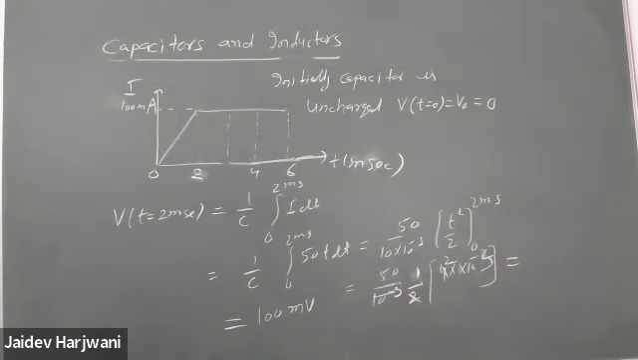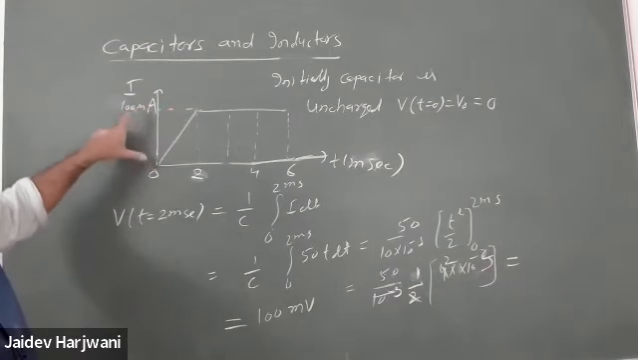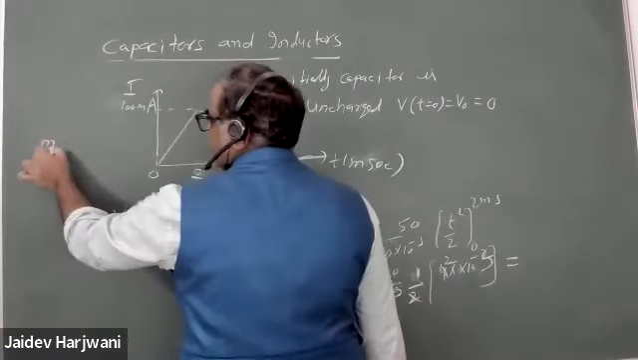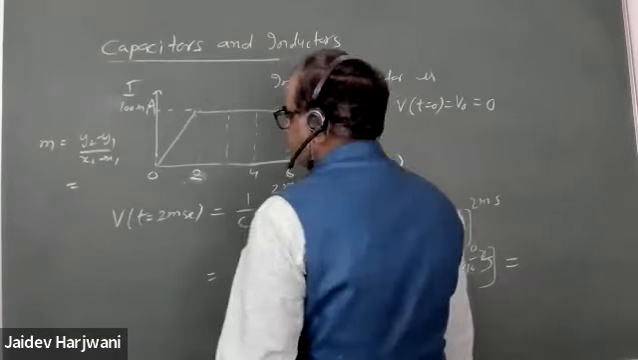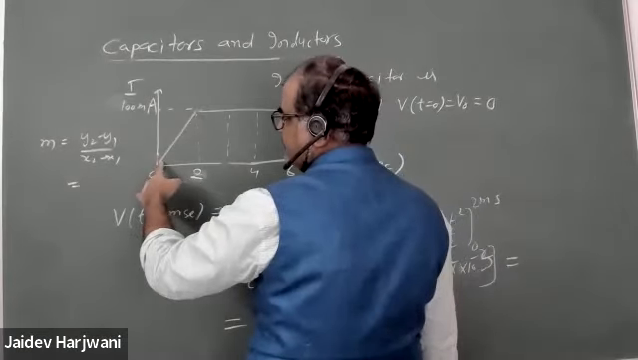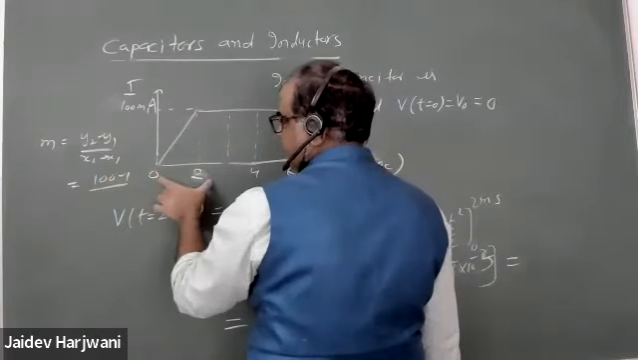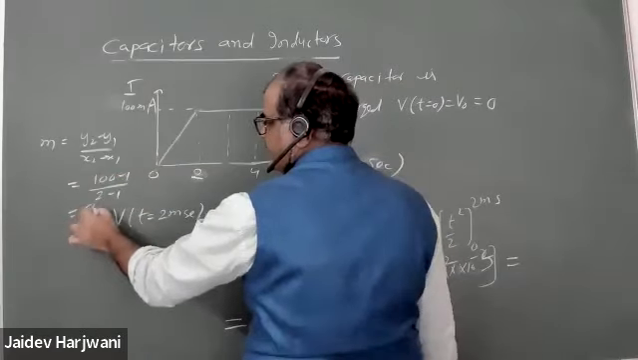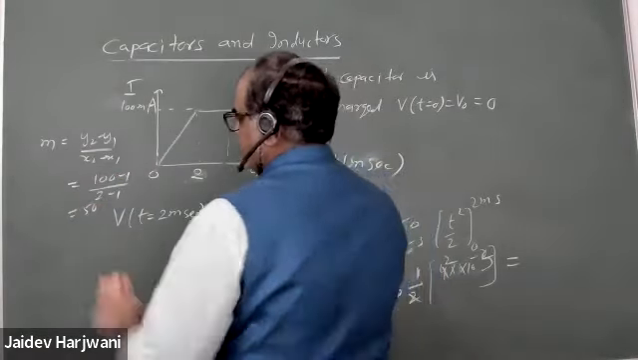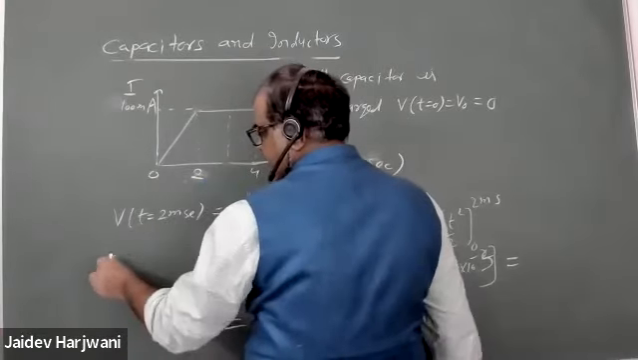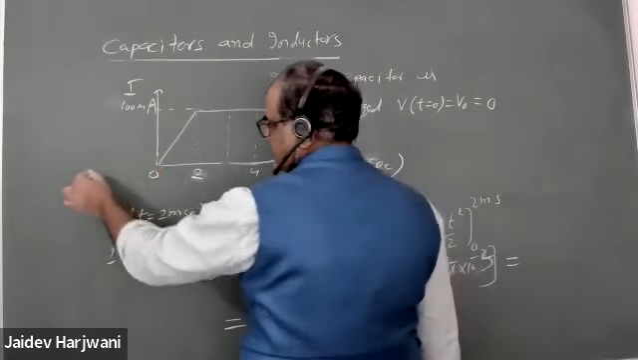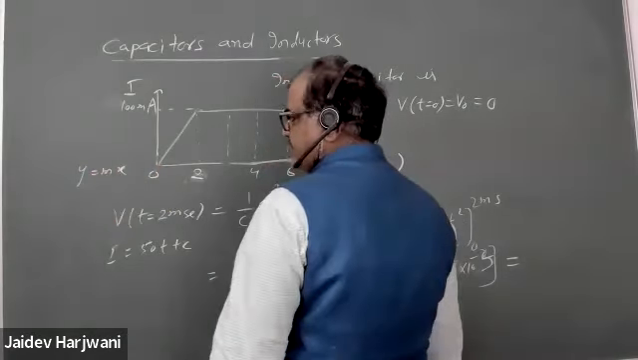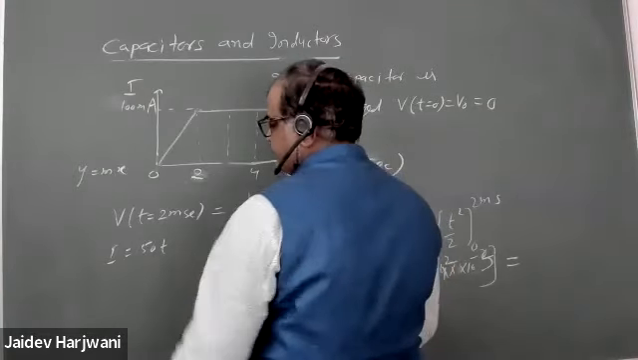Sir, how do we get 50t? In this equation the slope is 50. The time is 0 to 2 seconds and the current is coming 100. So how do you write the slope? Slope is y2 minus y1 upon x2 minus x1. So y2 is 100, y1 is 0, and x is time, 2 minus 0, so 50 comes as the slope. So this equation becomes i equals 50t plus c. Since it's starting from zero, this is like a y equals mx equation passing through the origin, so I can write just simply 50t. Correct.